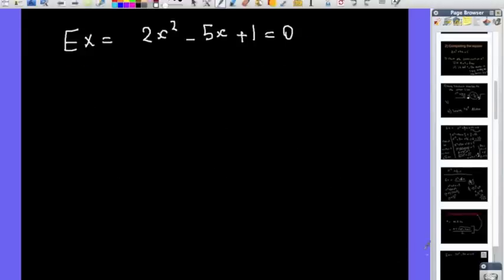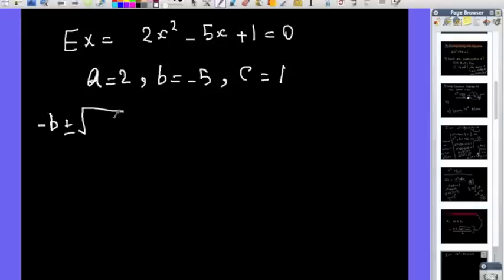Okay, let's solve a problem right now. The first step is to move all the numbers to one side, and the other side should equal 0. In this case, it's already like that. The second step is to determine a, b, and c. In this case, a is 2, b is -5, and c is 1. So now let's write down the formula: negative b plus or minus root b squared minus 4ac, divided by 2a.